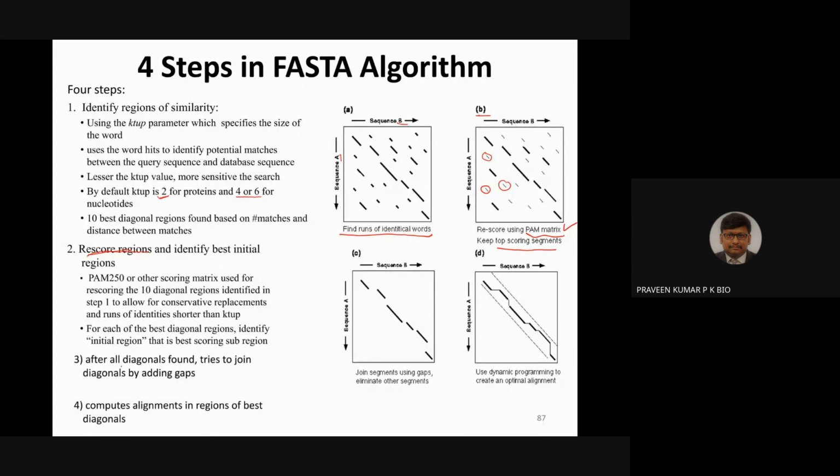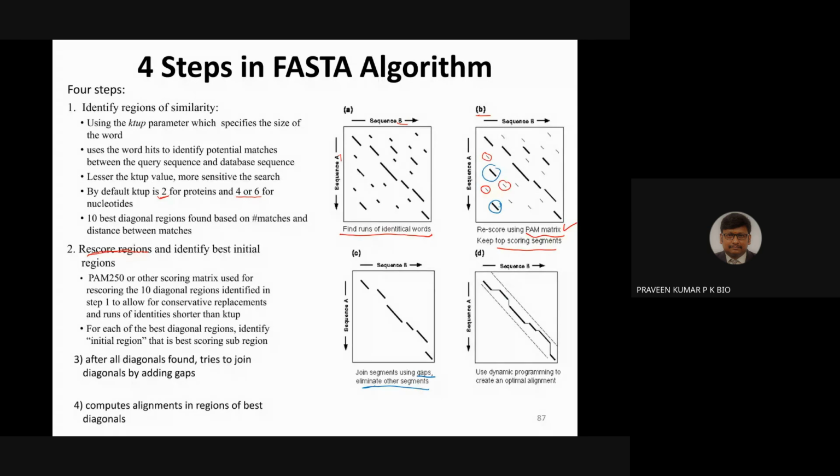So if this is the second step, the third step is, after all diagonal elements are found, try to join the diagonals by adding gaps. So not only are you taking these elements, but in the third step, you are eliminating these fragments. So I take a different color. So I try to eliminate these fragments now. Okay, I just consider the diagonal elements alone, and I'm going to join the segments using gaps and eliminate other segments. Okay, so you get it like this. This is the third step.